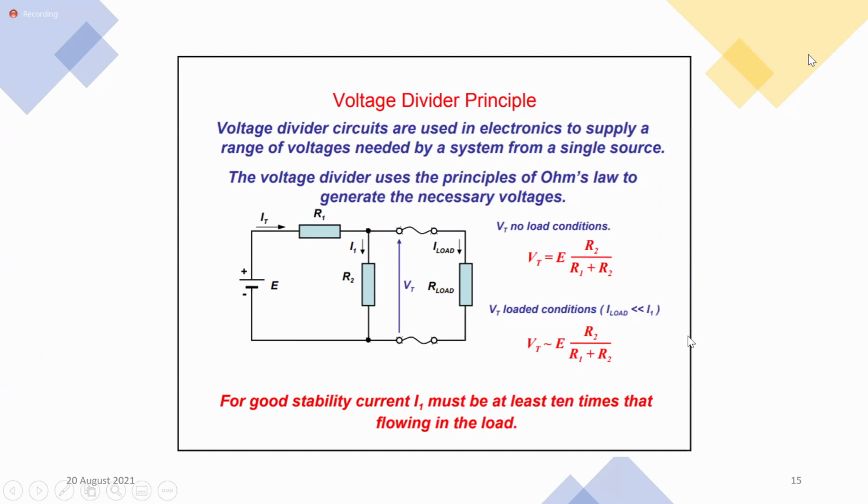Students, in last class we have seen Wheatstone bridge and voltage dividing principle. If we connect a load resistor, and if the load resistor is much greater than R2, then a small amount of current will flow in the load resistor.